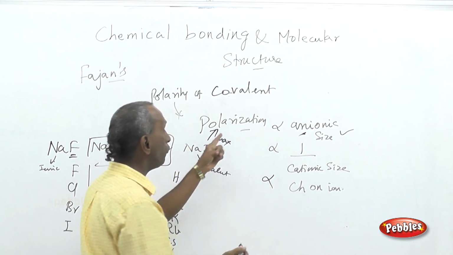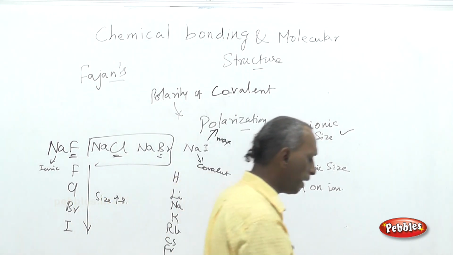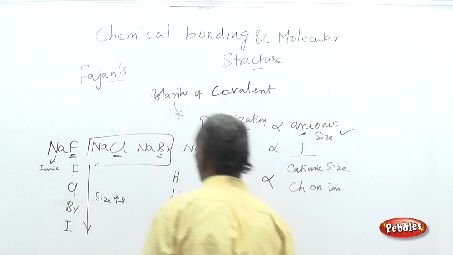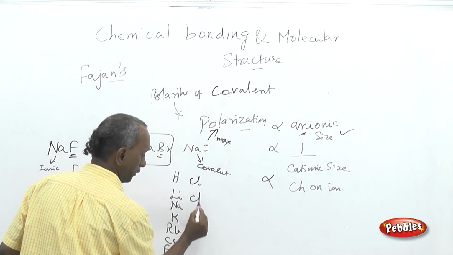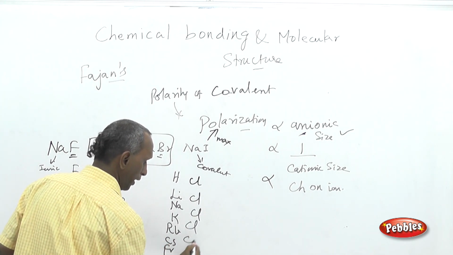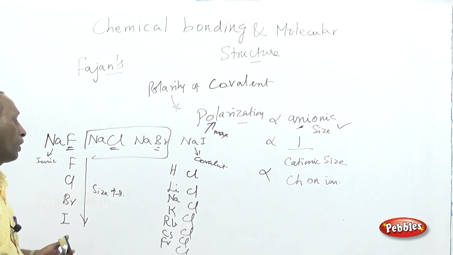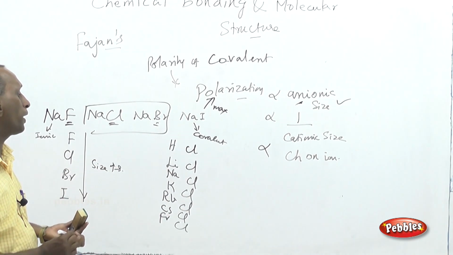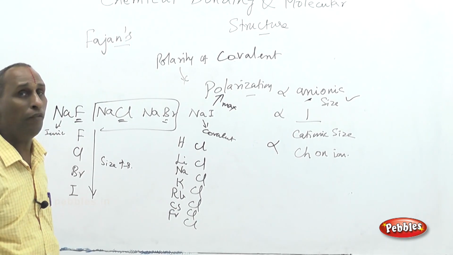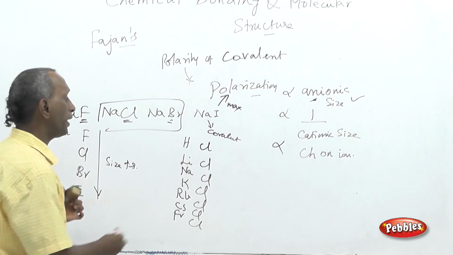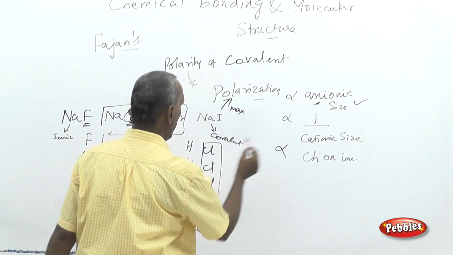Next is the comparison with respect to the cation. Polarization is inversely related to cationic size. Now let us compare, keeping the anion constant, different chlorides: hydrogen chloride, lithium chloride, sodium chloride, potassium chloride, rubidium chloride, cesium chloride and francium chloride. So, in all cases, the anion is only chloride, fixed, but the cation varies.